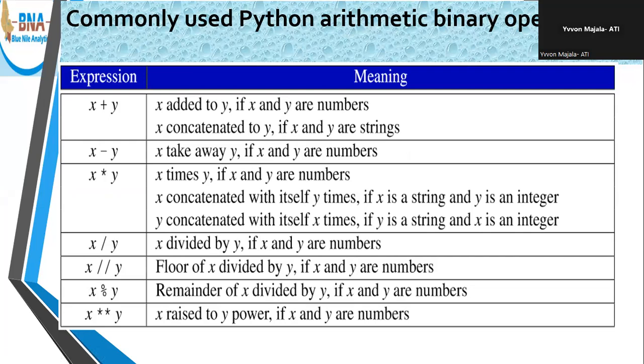X minus y, y taken away from x if x and y are numbers. X times y, x multiplied by y if x and y are numbers. X concatenated with itself y times if x is a string and y is an integer. For example, x is "my" and y is 2. What you will get is "mymy". And y concatenated with itself x times if y is a string and x is an integer. For example, y is "my" and x is 2. It will be "mymy".